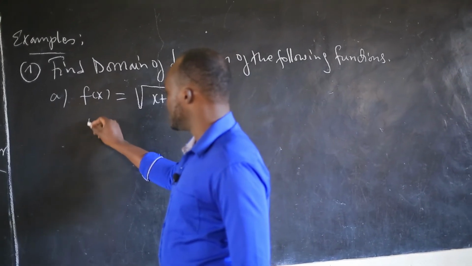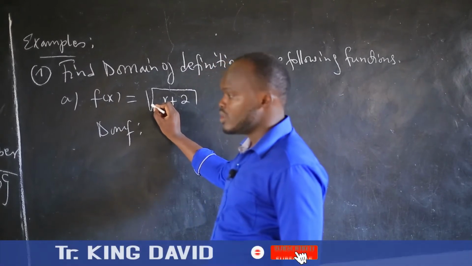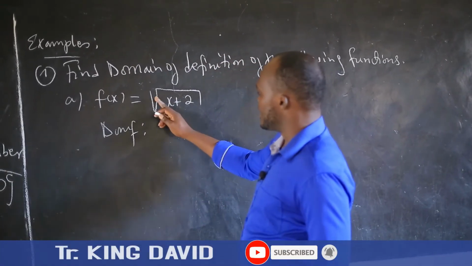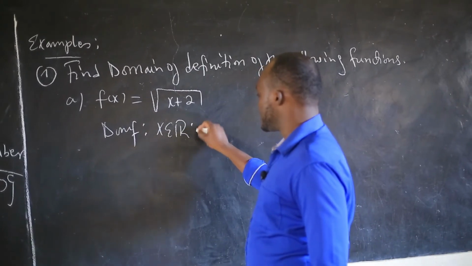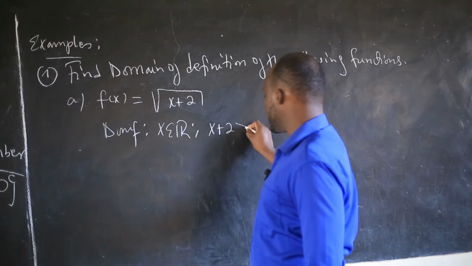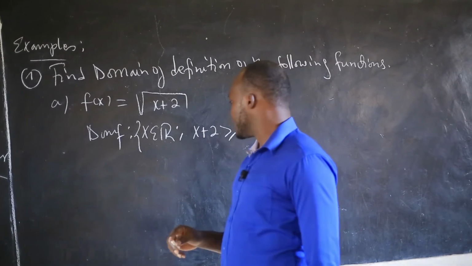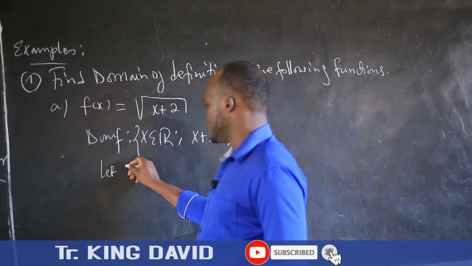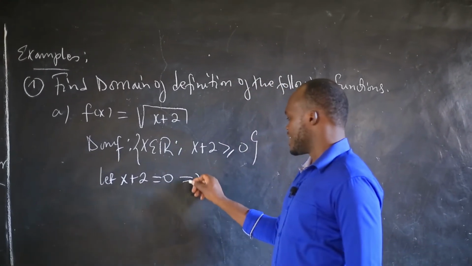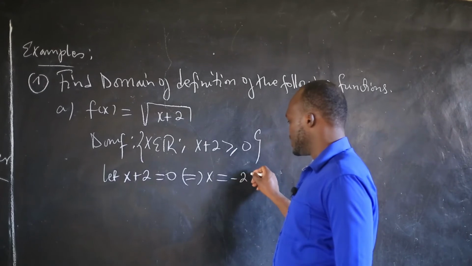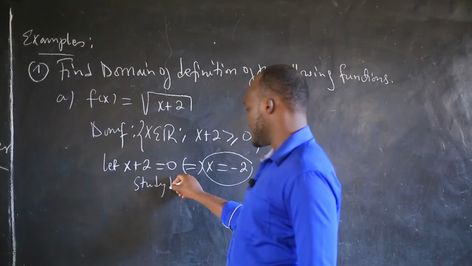So we say dom f, because the value we have here is 2, so meaning that is an even number. Since the number that is there is even number, we say that domain x is a member of real number such that x plus 2 is greater or equal to 0. So meaning that we're going to let x plus 2 be equal to 0 in order to get the values of x. So our value of x there is negative 2. So from there we can start the sign.